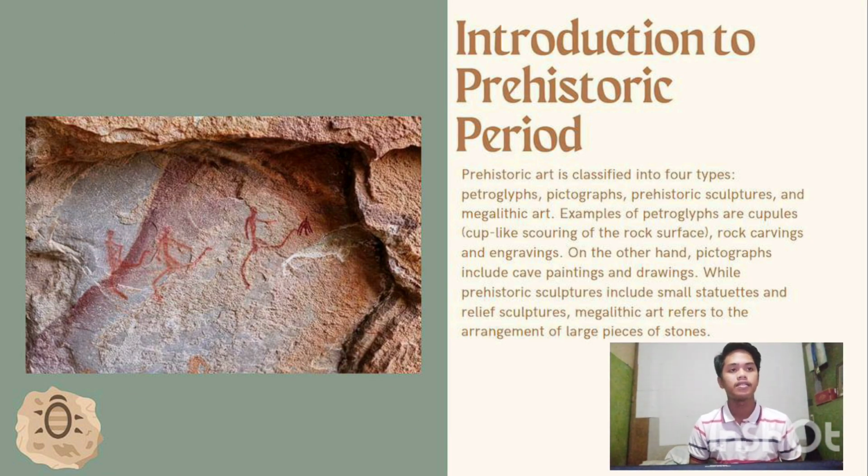Prehistoric art is classified into four types: petroglyphs, pictographs, prehistoric sculptures, and megalithic art. Examples of petroglyph art are cupules, complex scoring on the rock surface, rock carvings, and engravings. On the other hand, pictographs include cave paintings and drawings, while prehistoric sculptures include small statuettes and relief sculptures. And megalithic art refers to the arrangement of large pieces of stones.